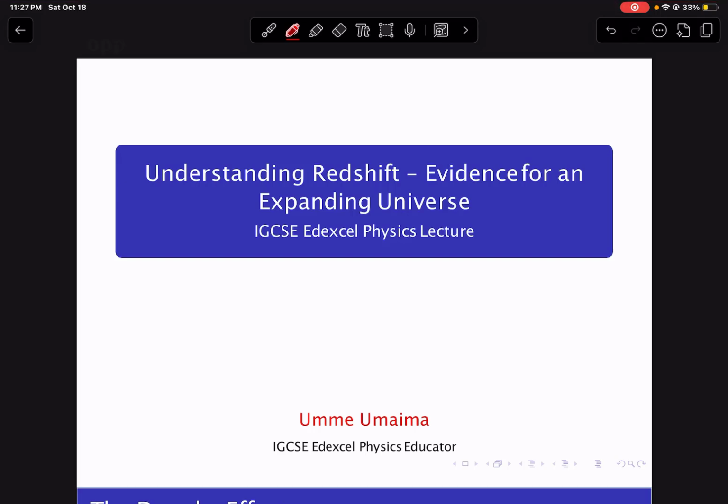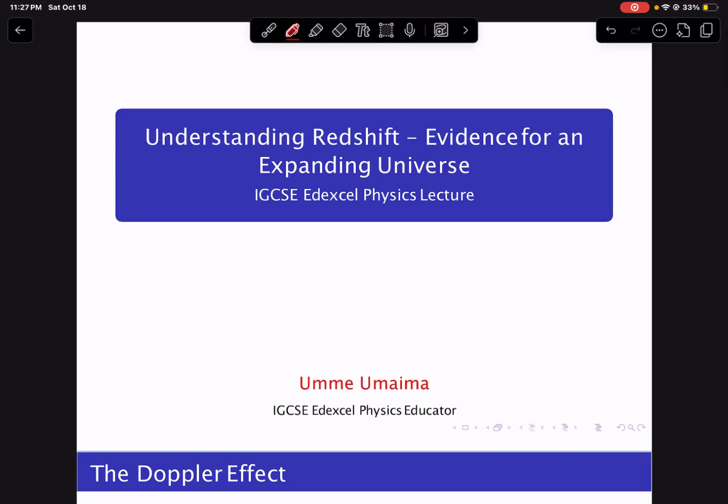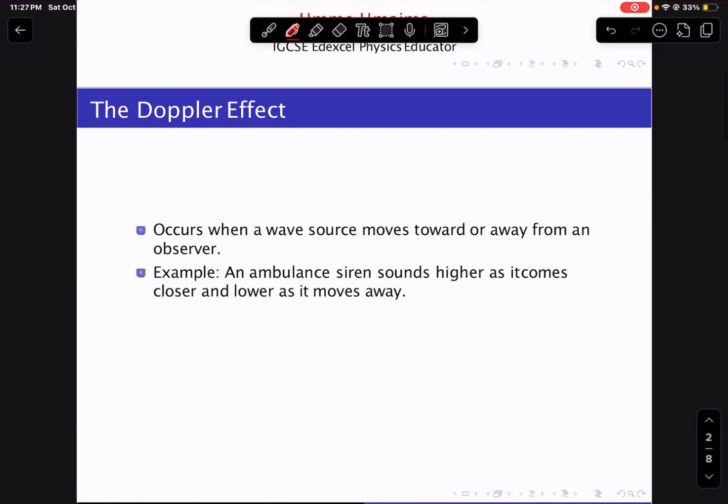Hello everyone. Today we are going to explore a fascinating topic, redshift, and how it tells us that the universe is expanding. But first we need to understand a key concept called the Doppler effect. The Doppler effect happens when a wave source moves towards or away from you.